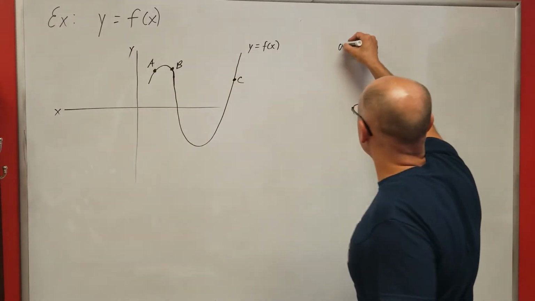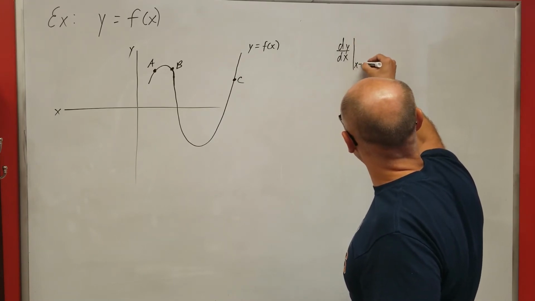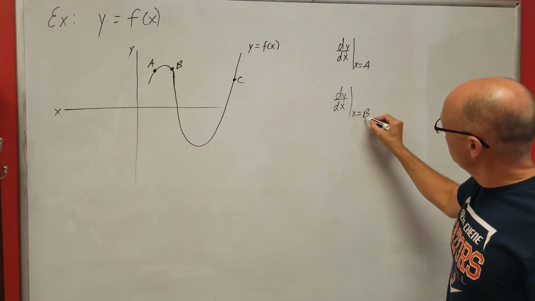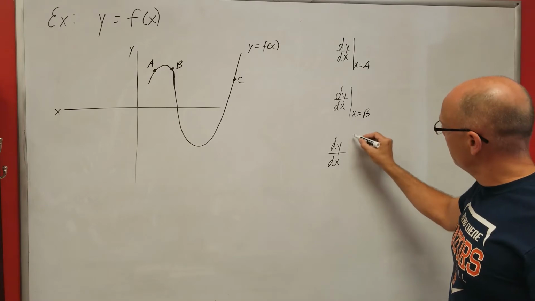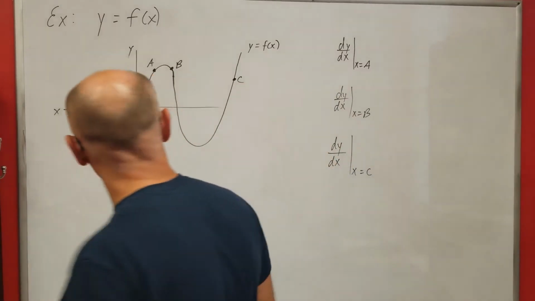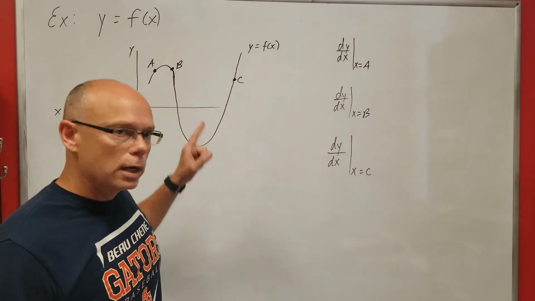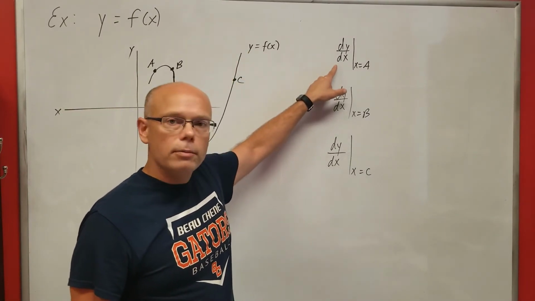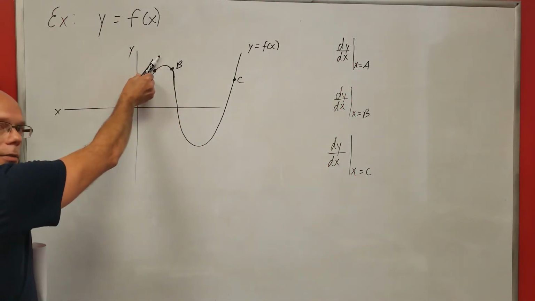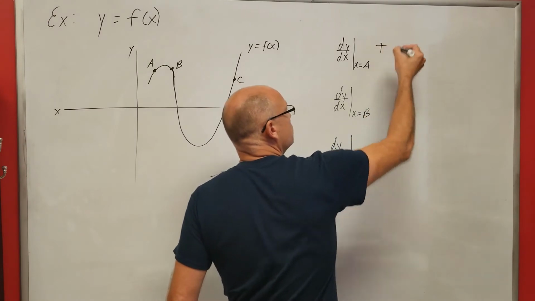Now they want the signs of this stuff. The derivative with respect to x at x is equal to a, or dy over dx at x is equal to a. They want the same thing, dy over dx at x is equal to b, dy over dx at x is equal to c. Let's find out. Are these positive, negative, or what? Here is my original graph, y is equal to f of x. This is the derivative at x is equal to a. So let's look at the slope of the tangent line at x is equal to a. Is it positive or is it negative? It's positive. So I'm going to say that one's positive.